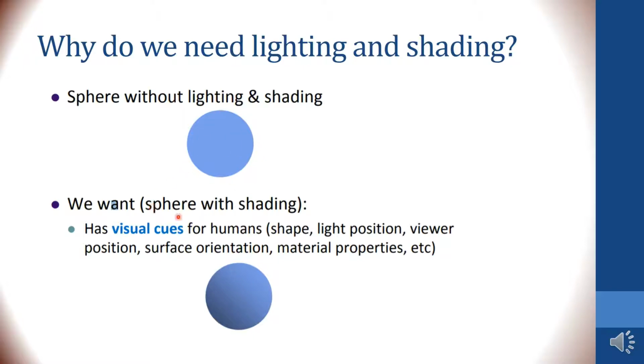We want a sphere with shading because an object with shading will have a visual cue for humans. These visual cues add more dimension to our object. So we add more dimension in shape, light position, viewer position, surface orientation, material properties, and so on. These are other components that play an important role in shading.